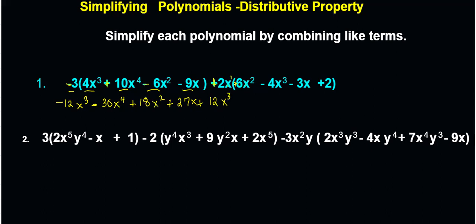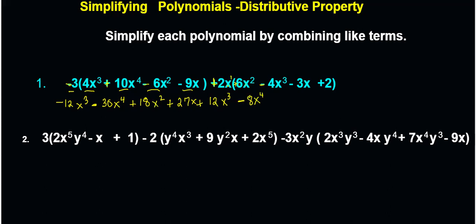Next, we got a positive times a negative, which is a negative. 2 times 4 is 8. And then I got to multiply x times x to the third. When we multiply, we add those exponents. 3 plus 1 is 4.